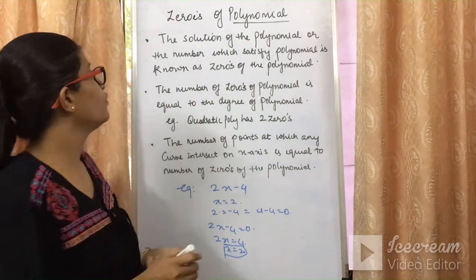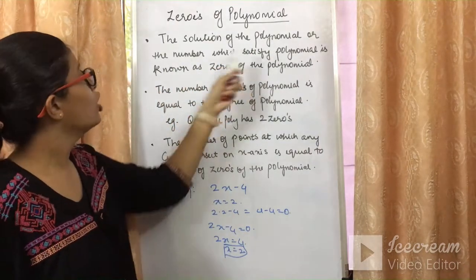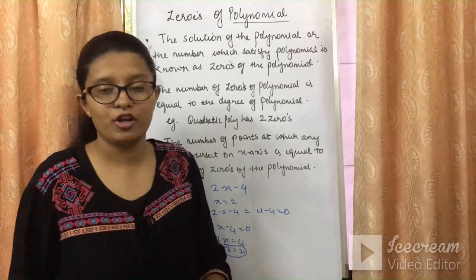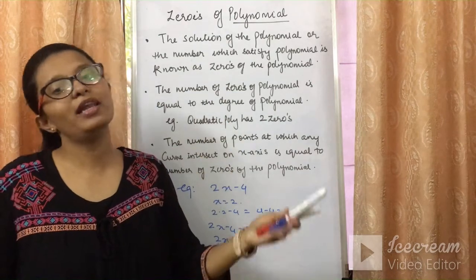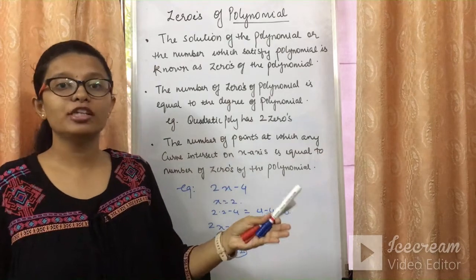Let's see a definition over here. The solution of the polynomial, or the number which satisfies the polynomial, is known as the zero of the polynomial. So the solution to the polynomial or the number which satisfies the polynomial is nothing but the zeros of the polynomial. So there can be a number of zeros for the polynomial.